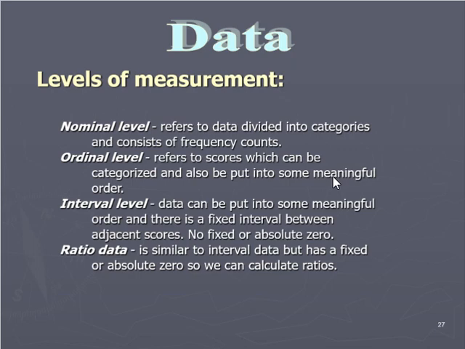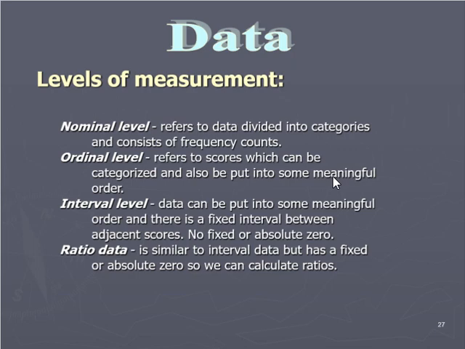Ordinal level naman, it refers to scores which can be categorized and also be put into some meaningful order. So, it's better than nominal. This time, may score ka na. So, for example, you're measuring color, instead na color na red, yellow, and blue, you can now measure the level of their brightness. Very bright, bright, moderate, dark, very dark. Diba? So, that's now your ordinal level. May order na po siya.